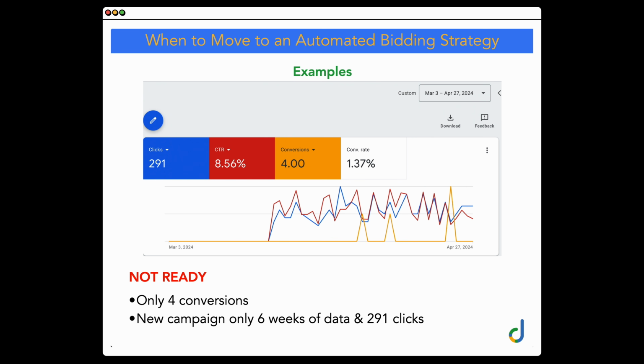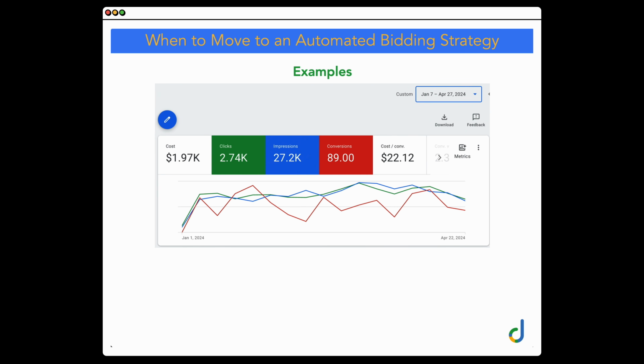So the biggest thing that I really want to stress with changing over to an automated bidding strategy is that it's not a race to get there. Yes, we do want to get there. We want to get there as fast as possible, but sometimes I'm waiting 6, 8, even 9 months before we're making that change. What I'm showing you here is an example of an account that was ready, and we did add in a Maximise conversion bidding strategy.